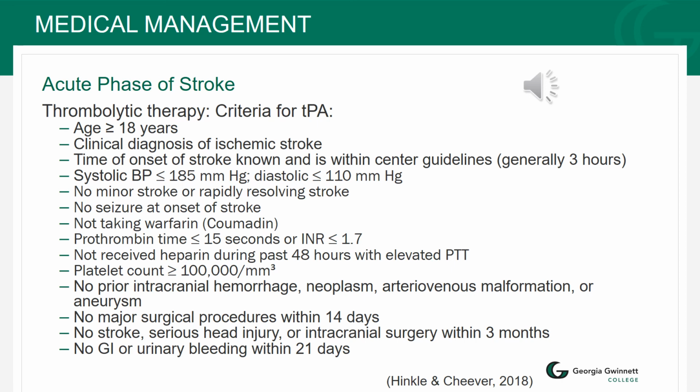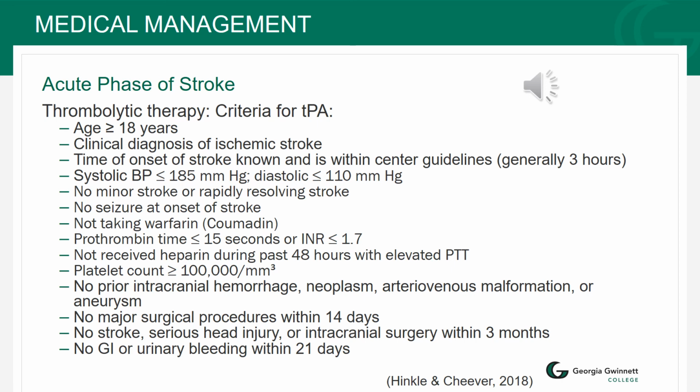Your Hinkle and Cheever book will tell you that some centers push it out to 4.5 hours, but you'll need to know that within the facility that you're working. So typically, it's the 3 hours. Once that time has passed, if it has been over 3 hours that your client has started those symptoms, then they're not candidates to receive this thrombolytic because the clot has formed too firmly in the vessel, and the thrombolytic, the TPA, cannot break it up.